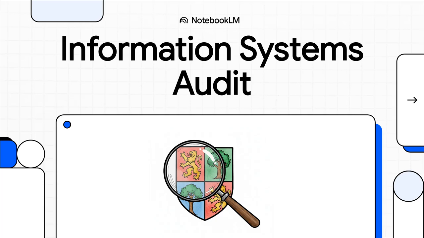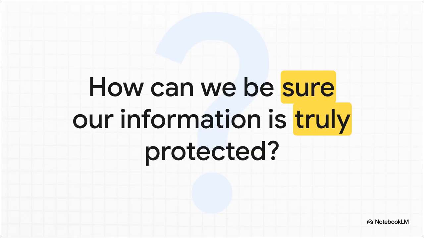All right, let's pull back the curtain on something that's happening all around us all the time, but most of us never see: information systems audits. This is the critical, kind of unseen process that works to keep our digital lives from falling apart. I mean, think about it. We bank online, we shop, we share our lives online. We're constantly putting a huge amount of trust into these digital systems every single day.